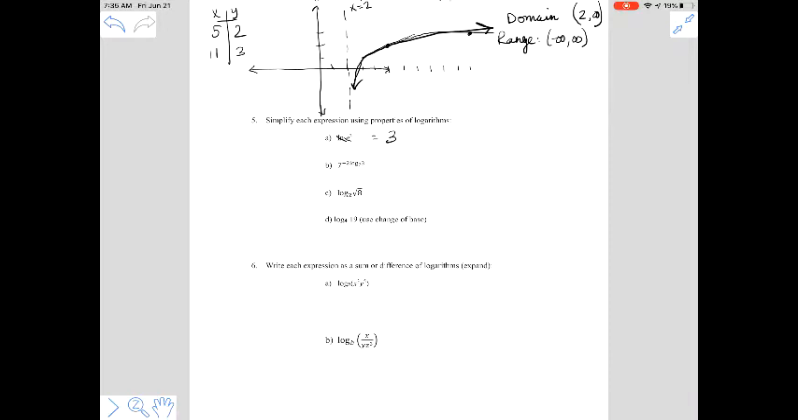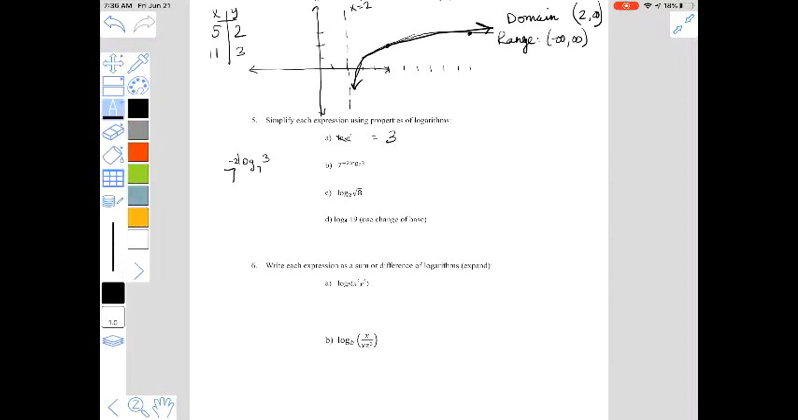Part B is easy to do as long as you know, it's not a trick, but know what to do, I suppose, with that negative 2. And here's what I mean. If we had 7 to the log base 7 of just plain 3, then we would know that the 7 and log base 7 cancel. However, we've got this negative 2 right here. So let me go ahead and erase this 7.